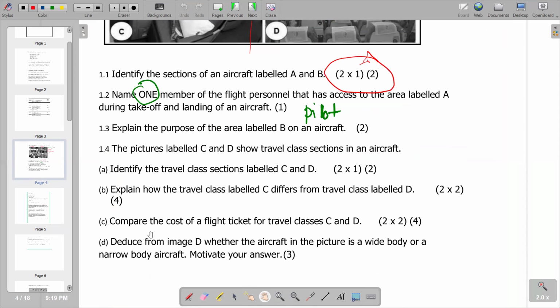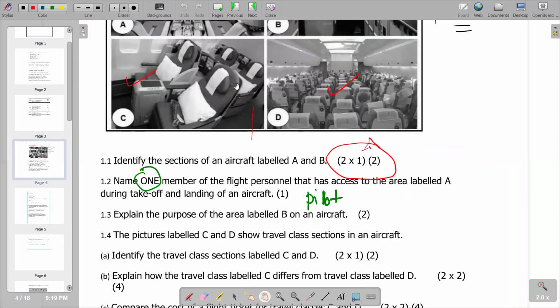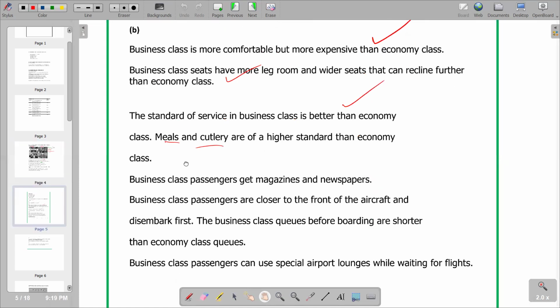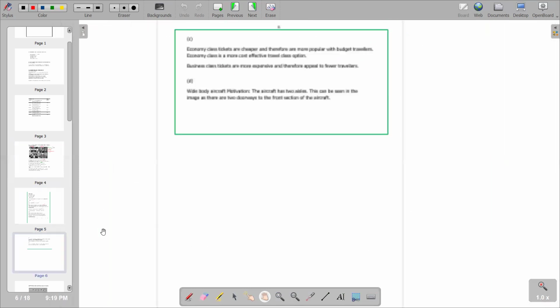Then you go to C: compare the cost of a flight ticket for travel class C and D. Obviously, business class becomes more expensive than economy class. So basically, that's the basic difference in terms of the cost between C and D. So we go again and see the explanation that we have according to this video.